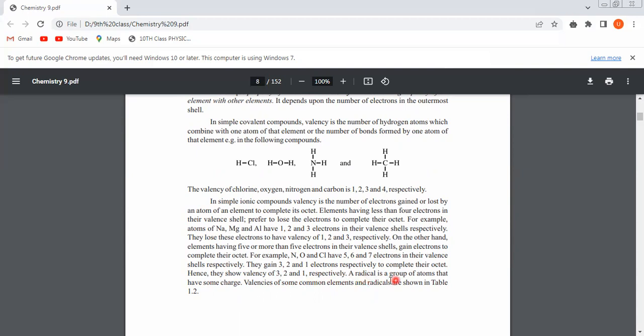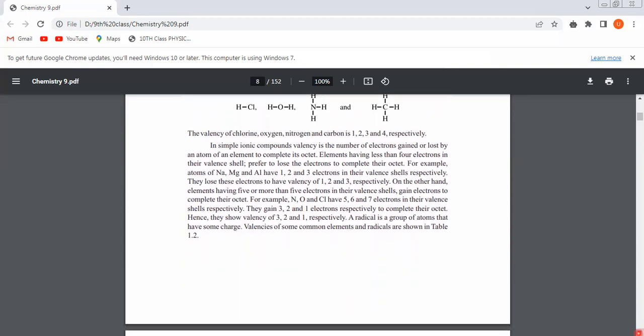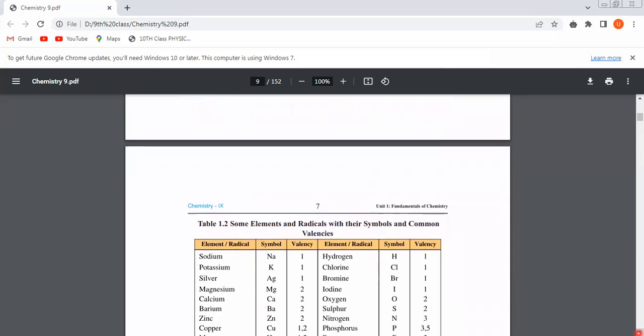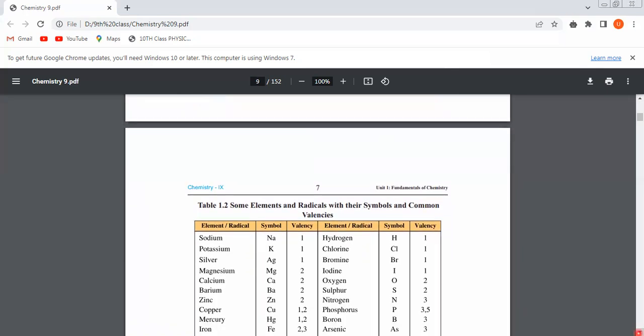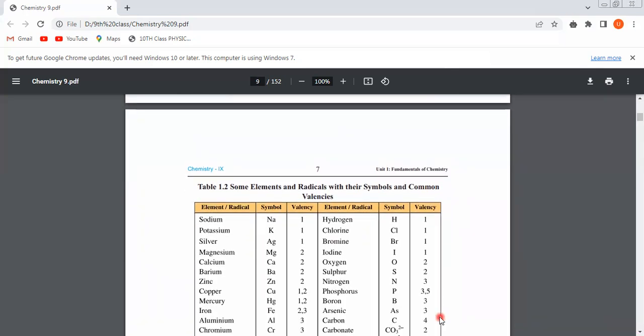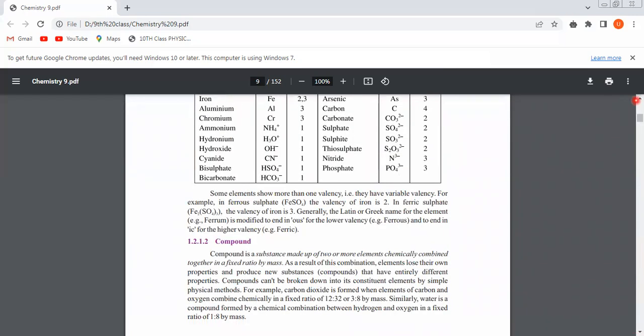A radical is a group of atoms that has a charge, and the valencies of some common elements and radicals are shown in the table. Some elements and radicals with their symbols and common valencies. Element, radical. Sodium.